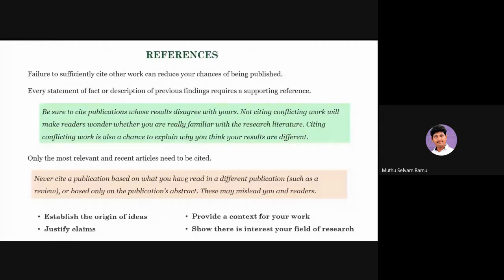You can read it. The reference should establish the origin of the idea. It should justify the claim. It should provide context for your work, and it shows there is interest in the field of research. These are the important points why we should refer to articles. The important thing to avoid is never cite a publication based on what you have read in a different publication, such as a review, or based only on the publication abstract.